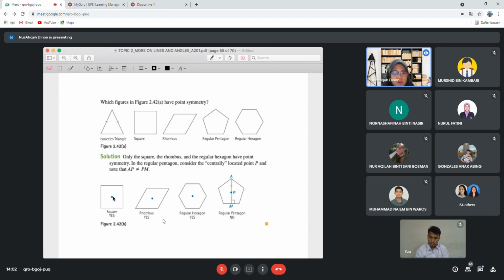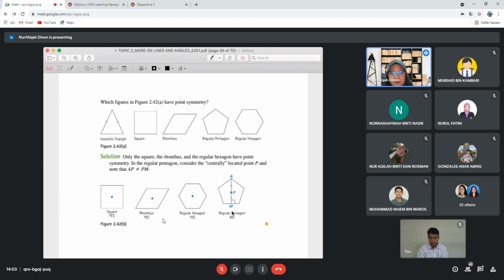So square, if you put a point, let's say point P in the middle, any point on the square will have a second point on the square as well. Same goes for the rhombus. If you put one point, let's consider point M as the first point and point N as the second point. If you have point M over here, you will have N here, or if you move, you will always have the second point on the rhombus. So you have point symmetry over here. Okay, same goes for the regular hexagon.